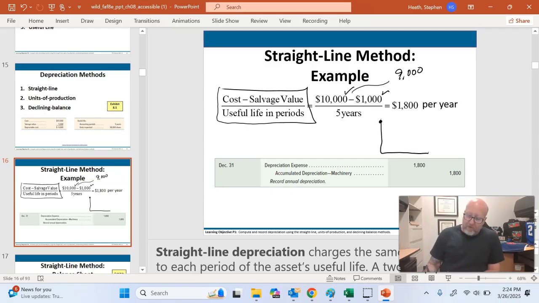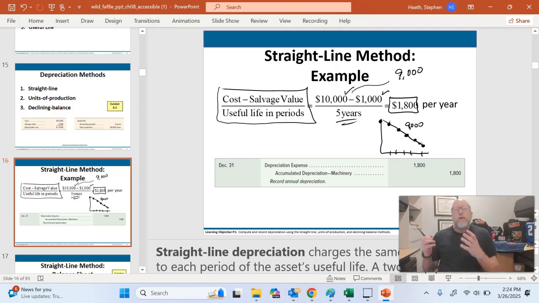If I have $10,000 over here and 1,000 here, we're saying that it's going to decline by a total of 9,000. Okay. And we're going to spread that over 5 periods, and therefore we divide by 5 years. And what we're saying is 9,000 divided by 5 years is $1,800 per year. So every year, this asset is going to decline by 1,800.